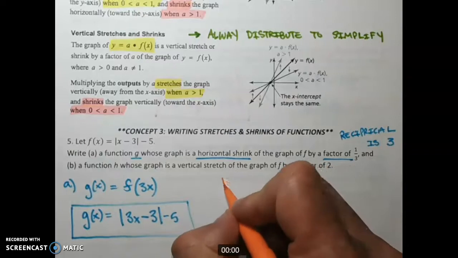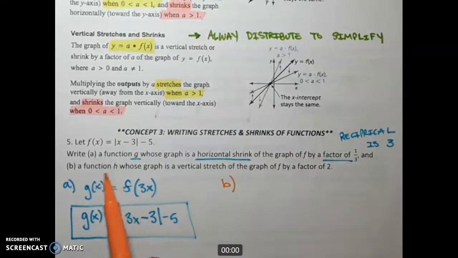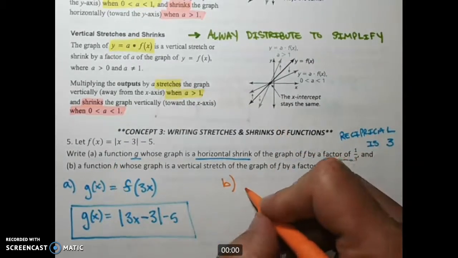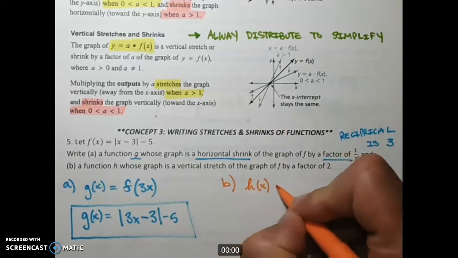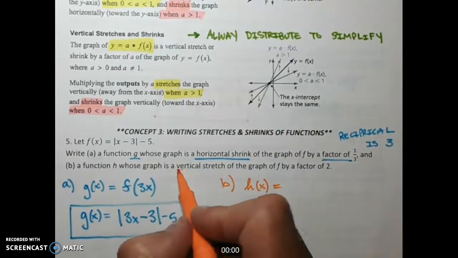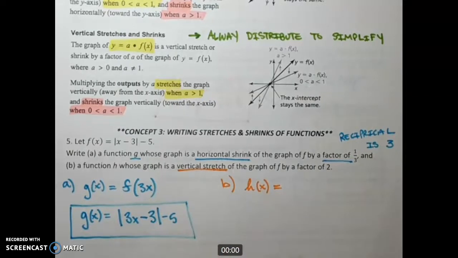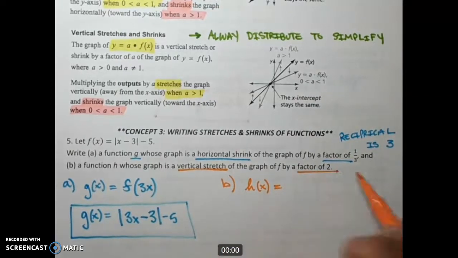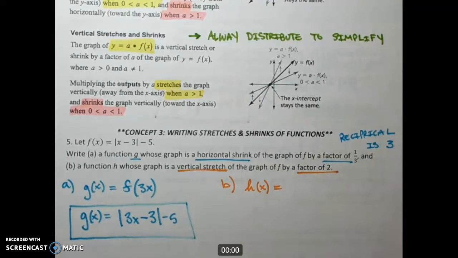Let's go on to B. This time, I'm going to make a function for h of x, so I'm going to change it from f to h. It's going to be a vertical stretch of the graph of f by a factor of 2. Again, vertical, I'm not going to take the reciprocal. It is how it sounds.